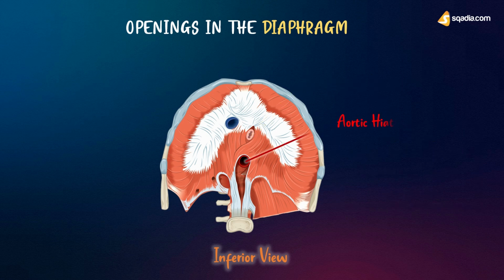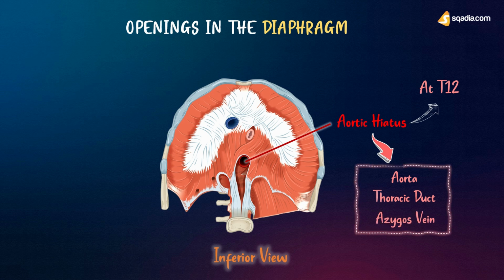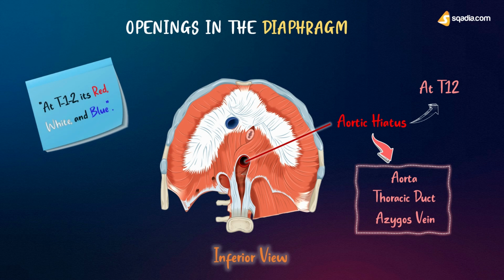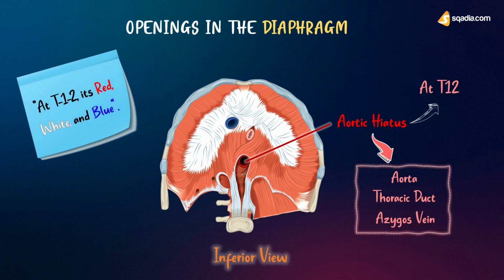And lastly, the 3rd major opening we have, the aortic hiatus, shown in red. This hiatus is for the aorta. It lies anterior to the body of the 12th thoracic vertebra and between the crura. It transmits the aorta, the thoracic duct, and the azygous vein.